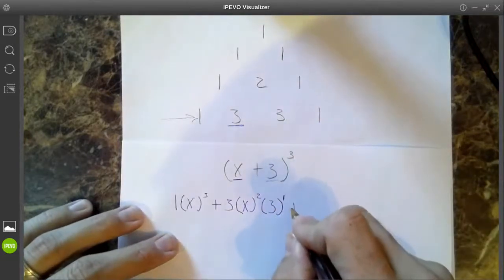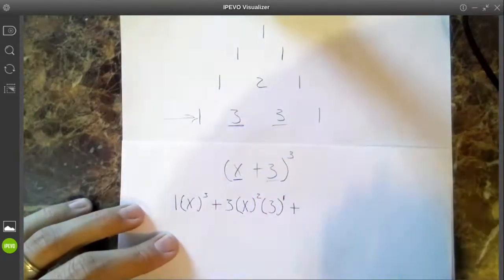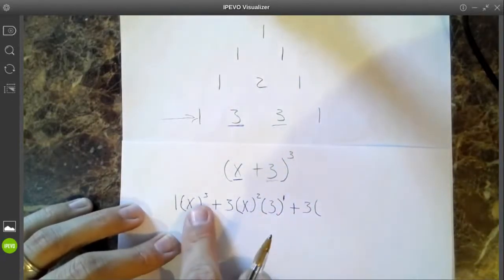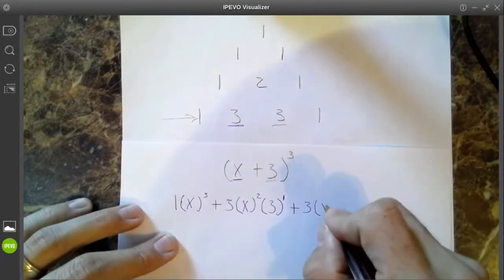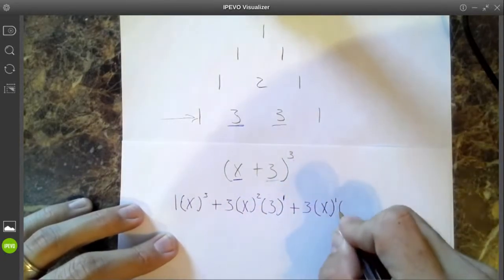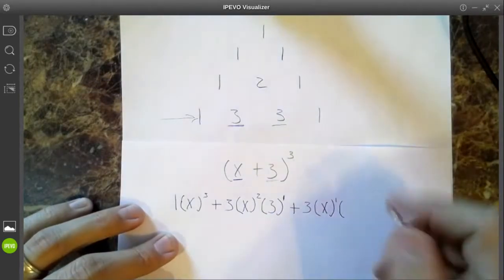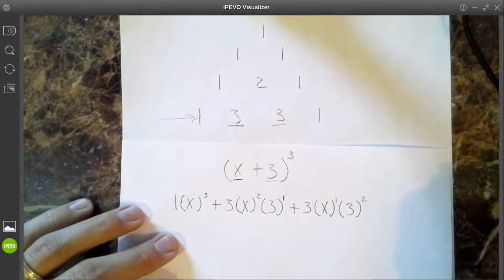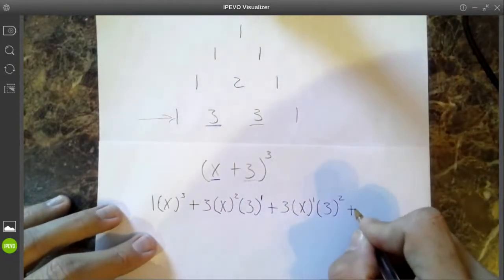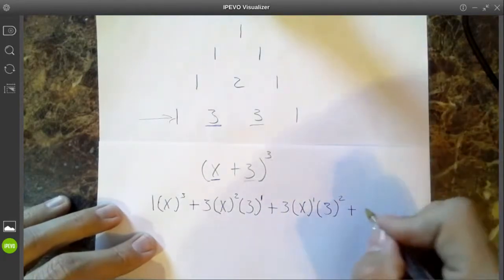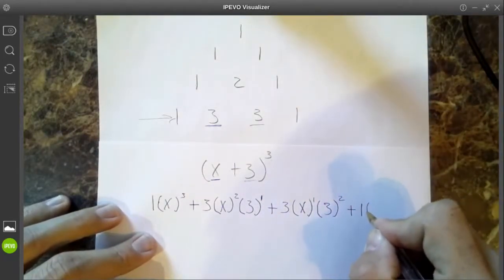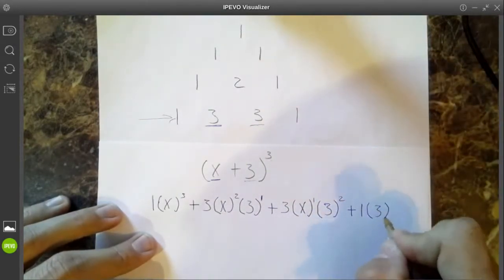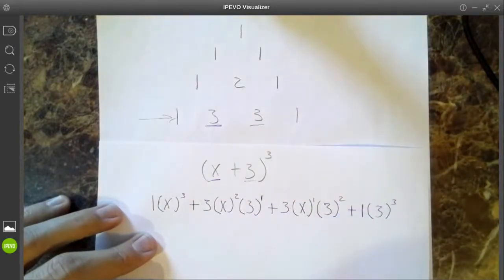And the next is a plus, and then this is going to be our coefficient, that 3. And then it's going to go down by another one. So x to the third, x to the second. This will be an x to the first power. And then the power of 3 here is going to go up by 1. So it's going to become a 3 to the second power. And then next, it'll be a plus. This will be a 1, which again, you don't have to write the ones. I'm just trying to show you what's happening here and how it relates. And this will be a 3 to the third power.